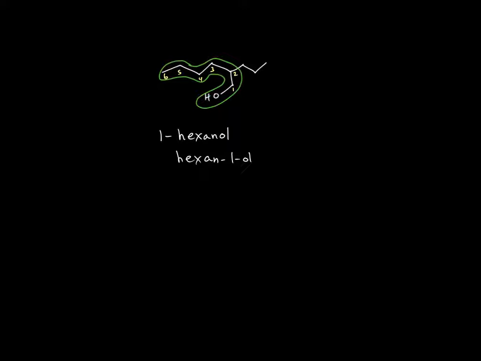Either one is perfectly fine. We do have a substituent in this case, so notice that we have this chunk coming off of carbon number 2. This would be a 2-propyl, because that's just 3 carbons in a straight row. And so right before 1-hexanol or hexan-1-ol, we would have 2-propyl. So either 2-propyl-1-hexanol or 2-propylhexan-1-ol.